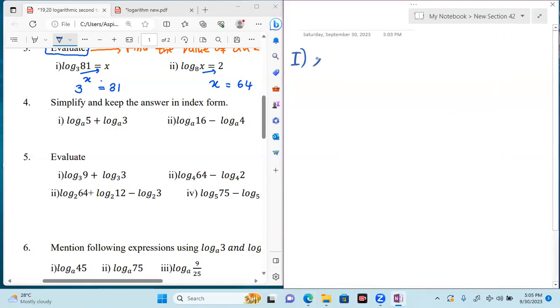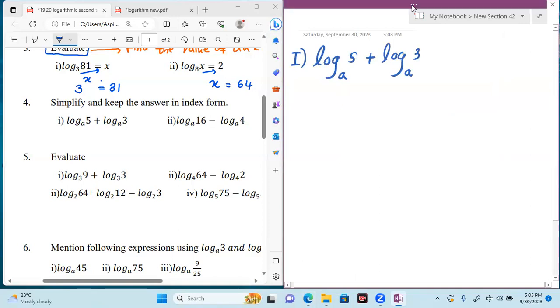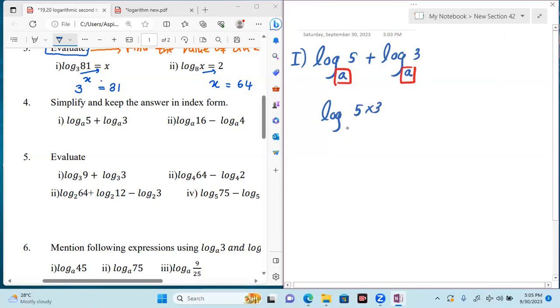Here, look at it: logarithm of 5 to the base a is added to logarithm of 3 to the base a. First of all you have to identify whether the bases are equal. The bases are equal. This is an addition, so you can write 5 and 3 as a product, 5 into 3. The base is a. So the answer is logarithm of 15 to the base a. You have to write this in index form.